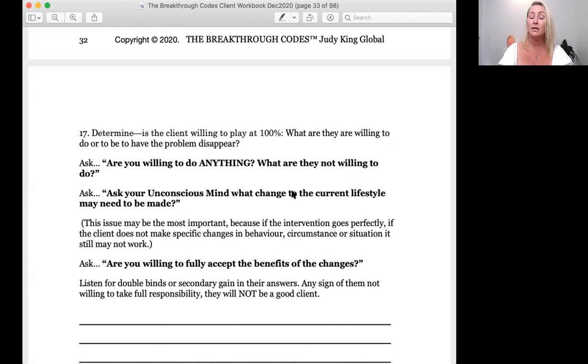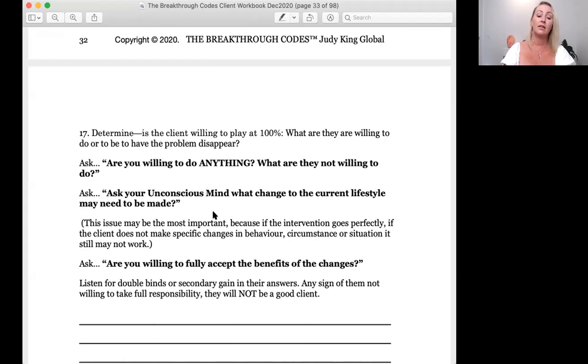Ask your unconscious mind, what change to the current lifestyle may need to be made. Because this can get in the way of them actually playing 100%, as the changes that need to be made can be very confronting. If they're smoking, they need to quit smoking. If they're drinking, they need to stop drinking. If they are in a relationship, they may need to tell their partner something they've been hiding their whole life. That can be confronting. That's a change they're going to need to make in some way, shape, or form, right?